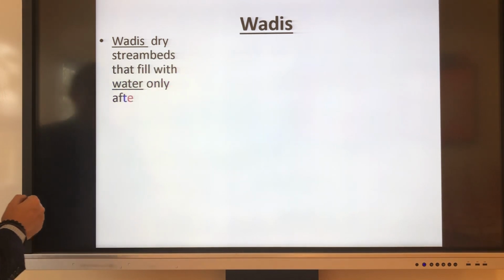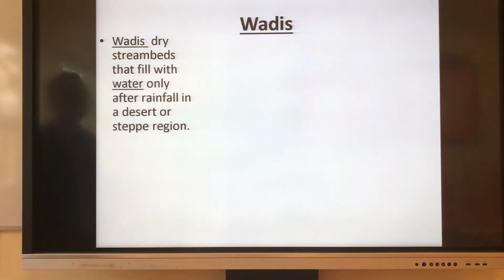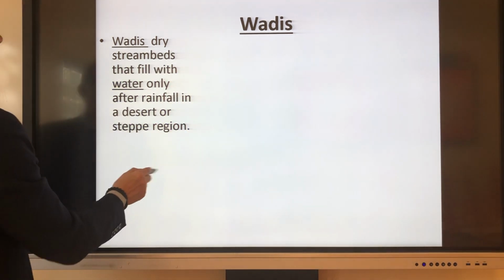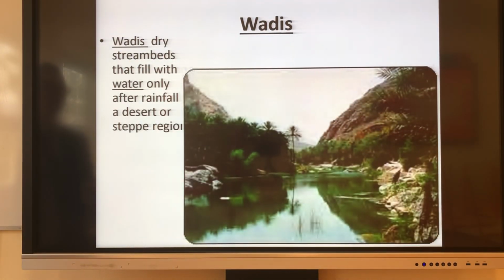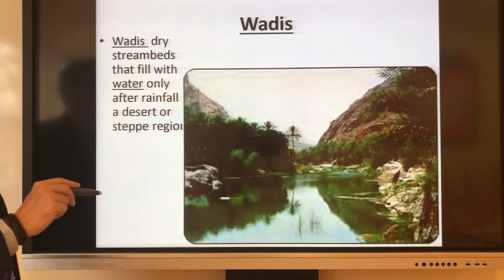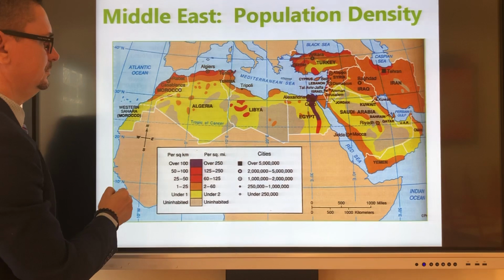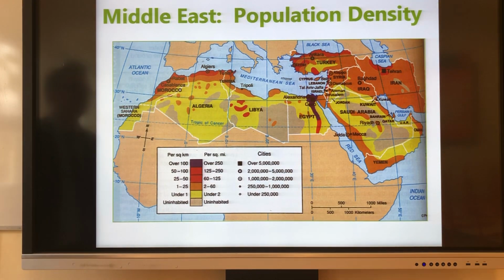Okay, we just mentioned there are just temporary rivers in the region. And this is why there are really many wadis. Wadis are dry stream beds that fill with water only after rainfall. And basically this happens after big storms, when all of a sudden quite a lot of rain comes down.